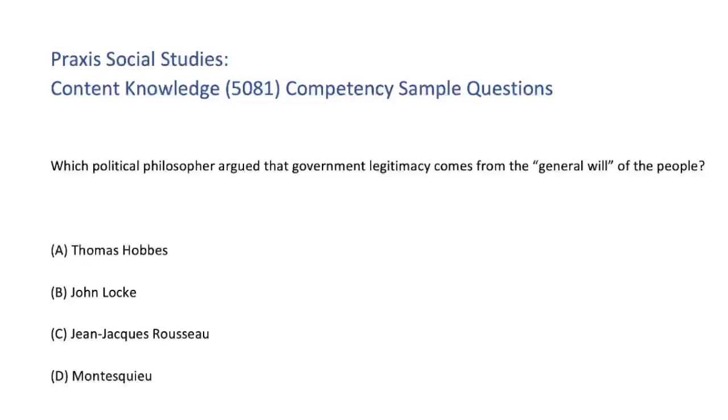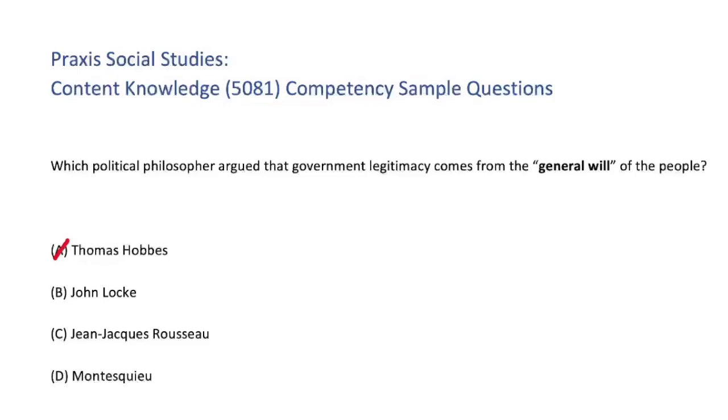A study focus for a question such as this would be to review the main contributions of Enlightenment thinkers. When you see key phrases like "general will," you can connect them directly with the philosopher most associated with that key phrase. With that as our focus, let's go ahead and eliminate the incorrect philosophers, starting with Thomas Hobbes.